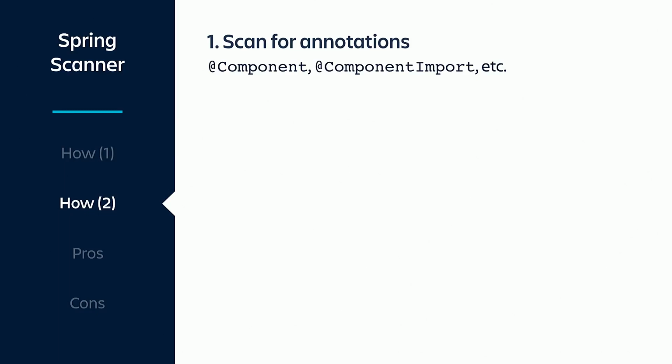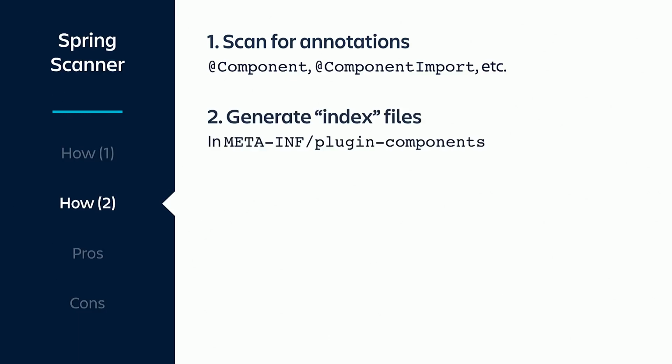So the first step in the chain is the scanning for annotations. At build time, when you run Maven package, the Spring Scanner Maven plugin will scan the code within your plugin jar and optionally some of your dependencies. It'll scan it for the common dependency injection annotations, like its own ones, for example ComponentImport, but also third-party ones like Spring's @Component or @Named, and so on.